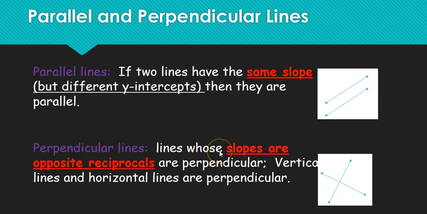Perpendicular lines are lines whose slopes are opposite reciprocals. What that means is that you flip the fraction and change the sign. That's when you have a perpendicular line. Vertical lines and horizontal lines are perpendicular. So if you think about the x and y axis, that is an example of perpendicular lines.